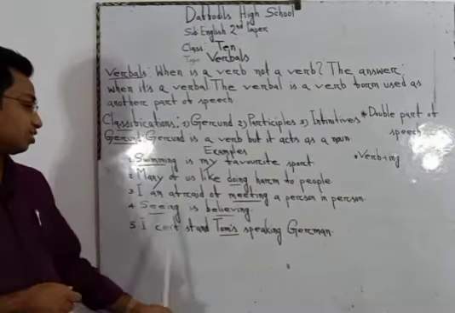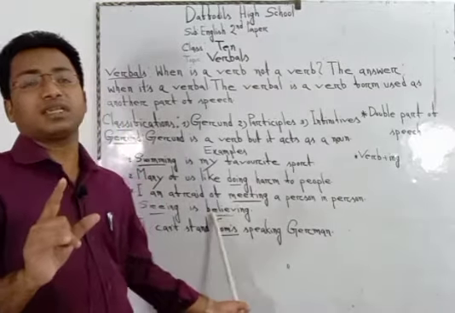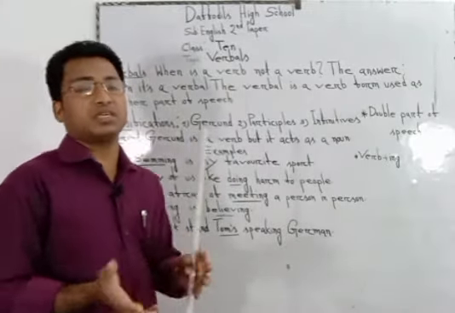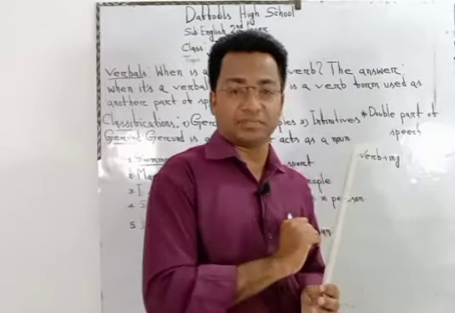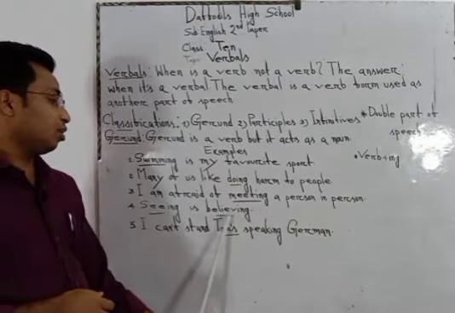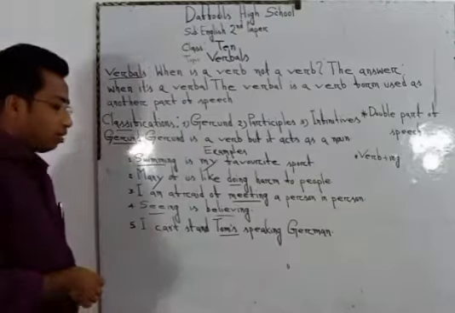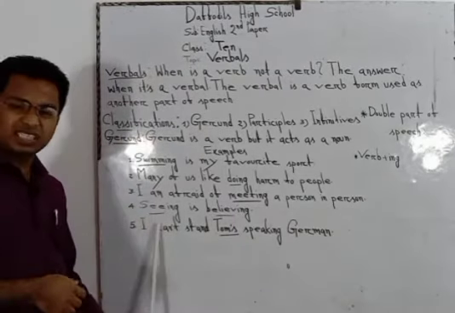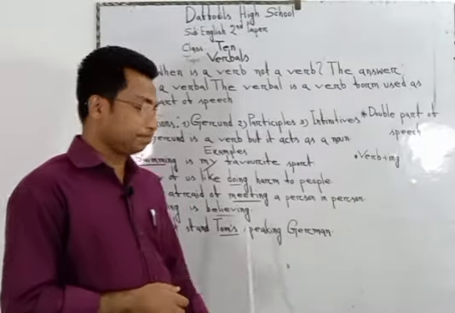Next sentence, seeing is believing. Here the word believing is object and as well as a complement. Complement means subject and object referring to the same person or same thing. The main verb is believe, adding ing to the verb has made the verb a noun, meaning it's object of the verb as well as its complement of the subject seeing. So here you can see the word believing is used as a complement.